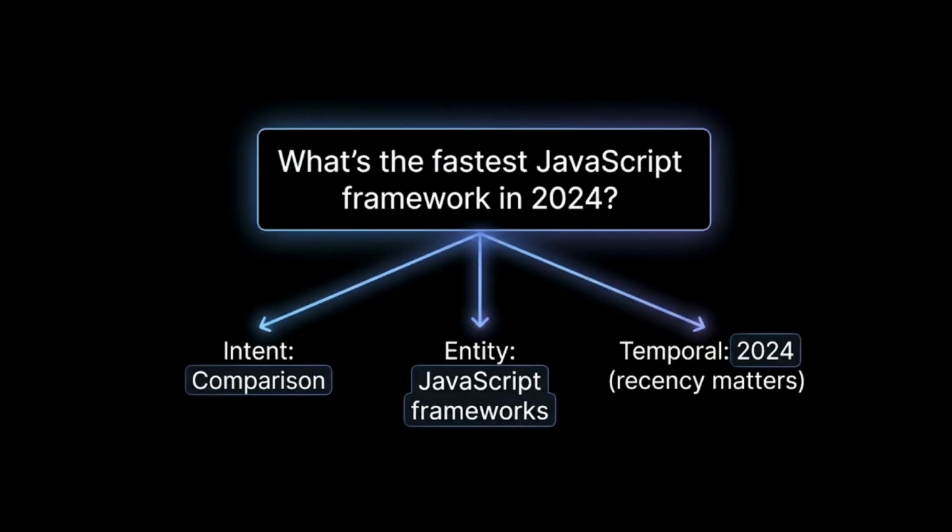So when you type a query, the system doesn't just fire it straight into a search API. It first tries to understand what you're actually asking. So there's intent classification going on. Like, are you asking a factual question? Looking for how-to? Comparing things?